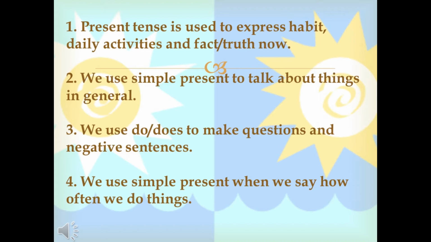Number 2. We use simple present to talk about things in general. Number 3, we use do or does to make questions and negative sentences. And the last, we use simple present when we say how often we do things.